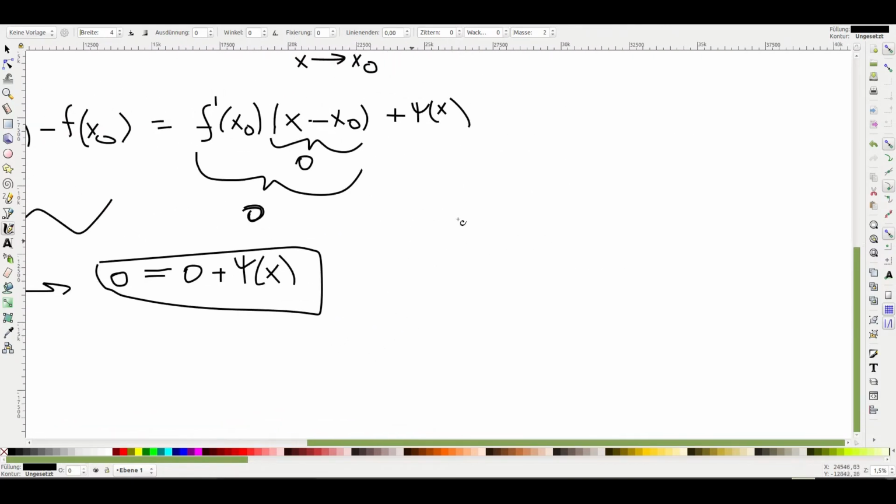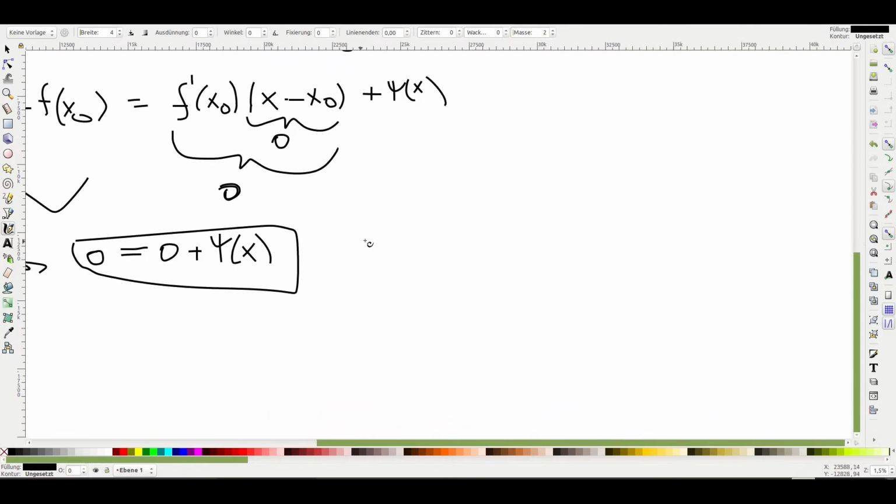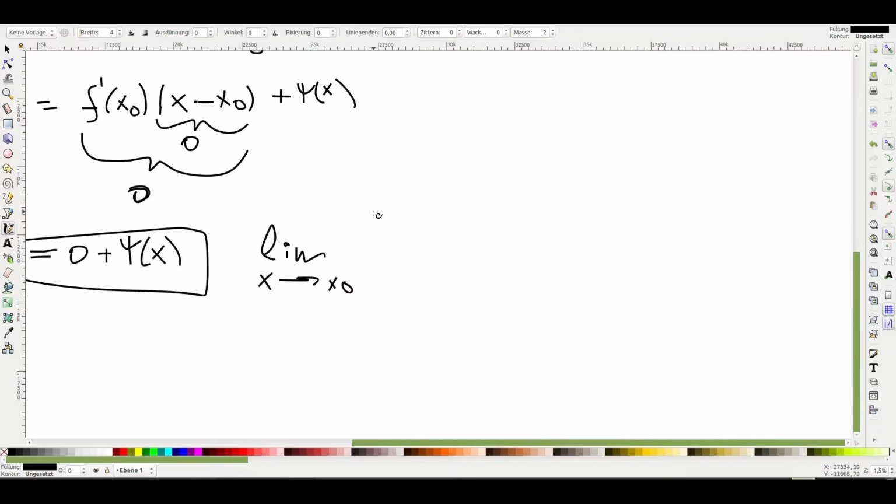And furthermore, we can say not only does psi of x approach 0 as x approaches 0, but also the limit as x goes towards x0 of psi of x over x minus x0 is also 0.